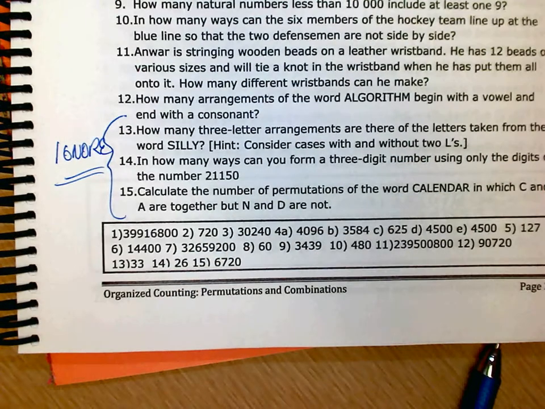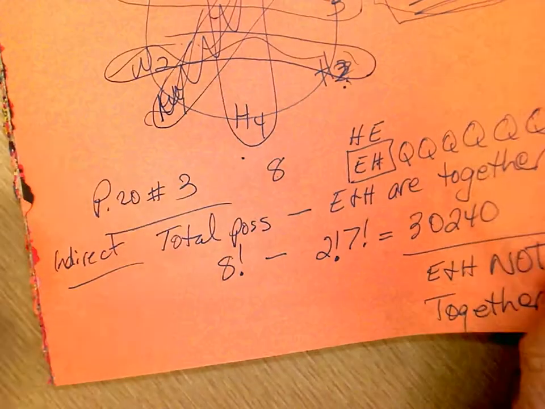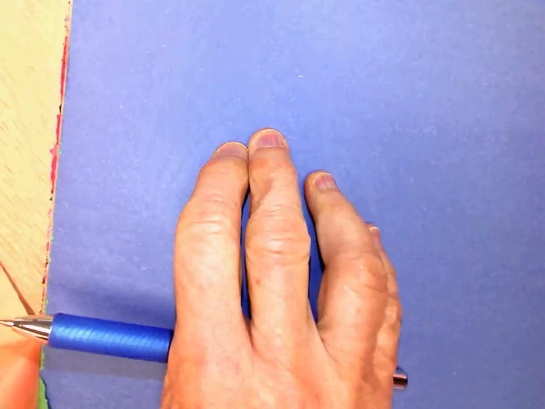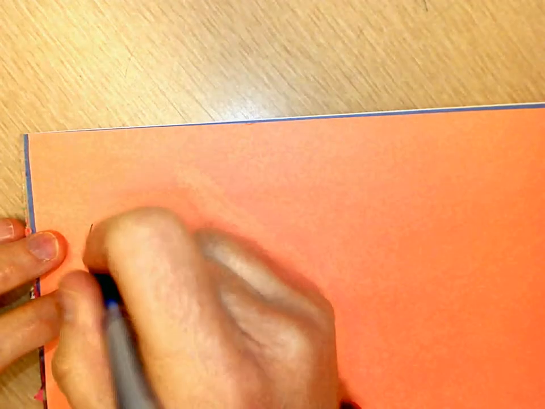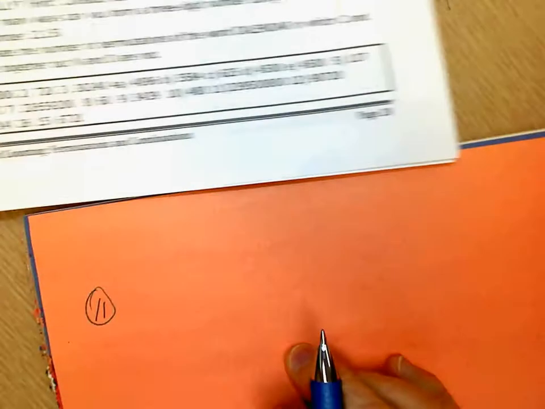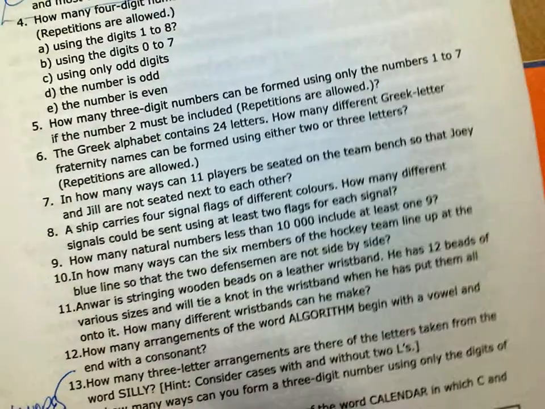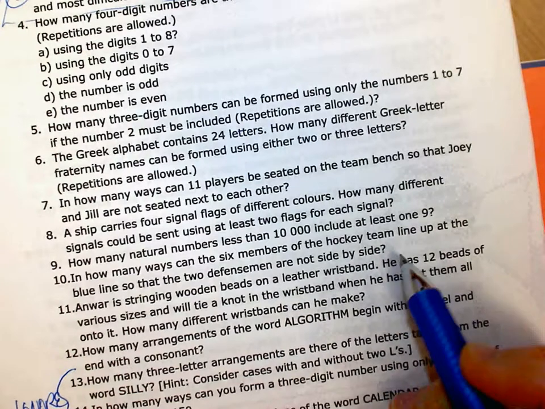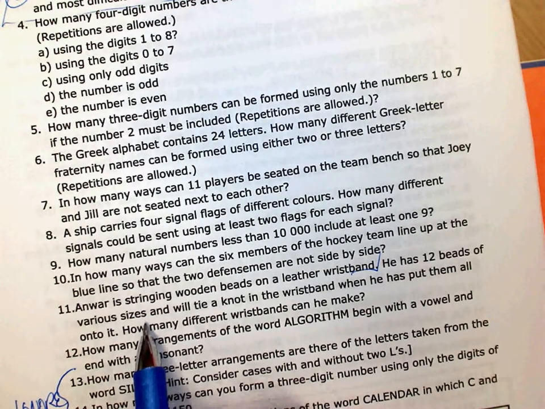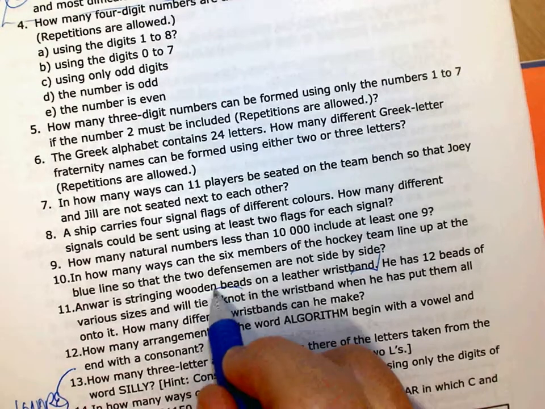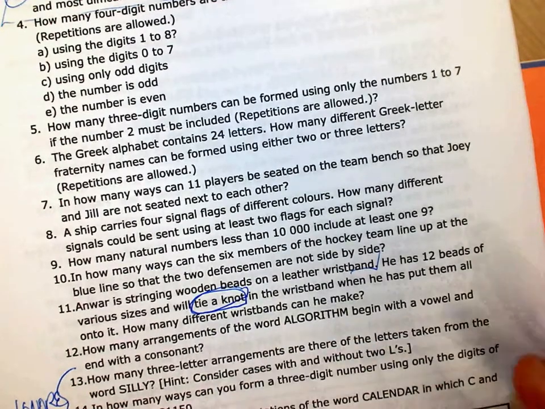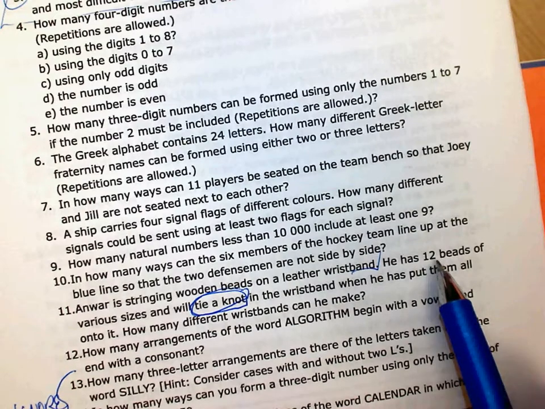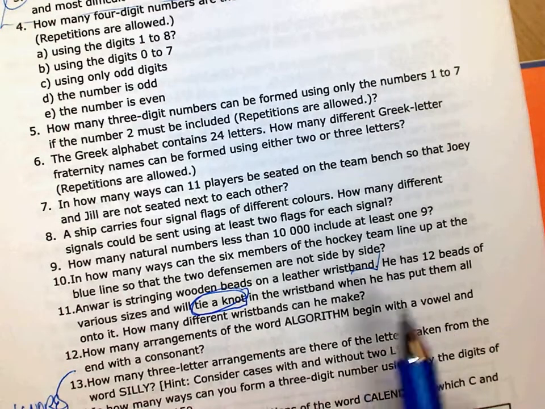11? Absolutely. Let's look at 11 before we sign off. Here's number 11. Anwar is stringing wooden beads on a leather wristband. He has 12 beads of various sizes and a knot. So the trick to this question is use your knot and arrange the 12 beads relative to the knot.